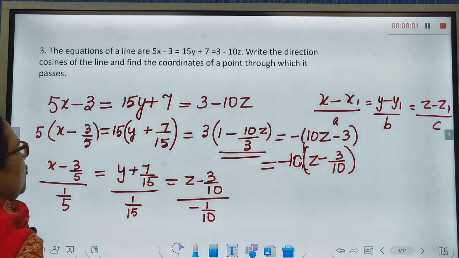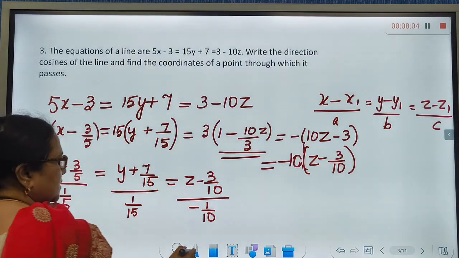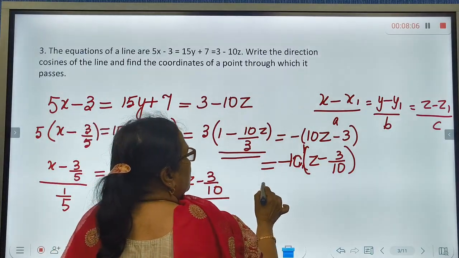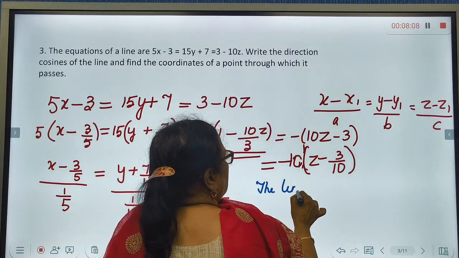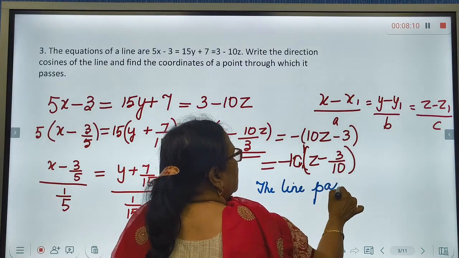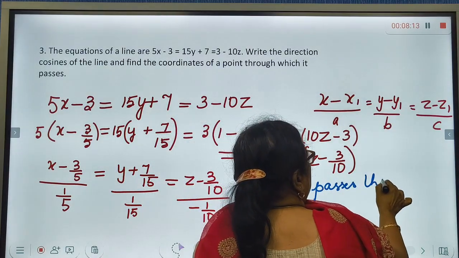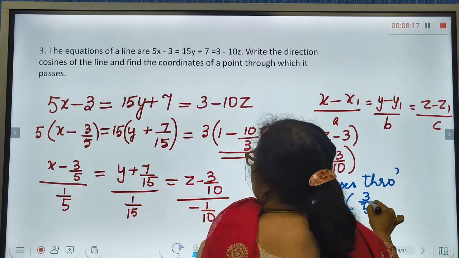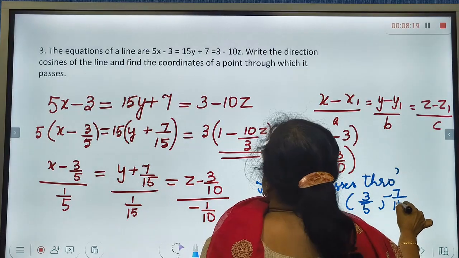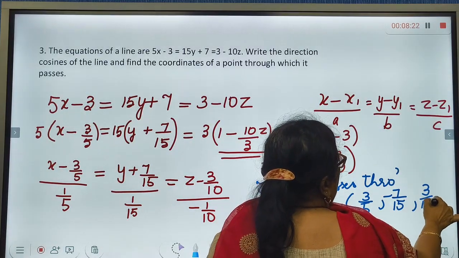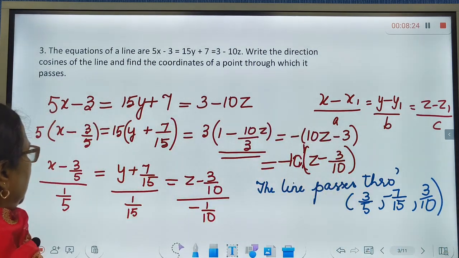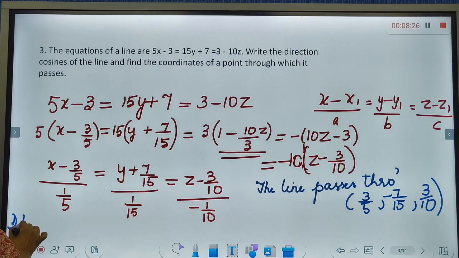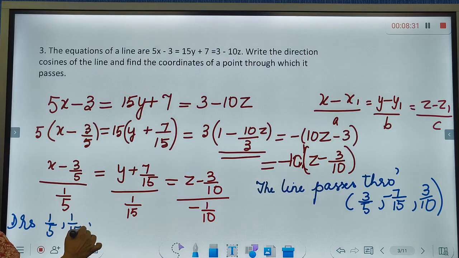Now, what is the point through which the line passes? The line passes through 3 by 5, minus 7 by 15, 3 by 10. What are the DRs of the line? DRs are 1 by 5, 1 by 15, minus 1 by 10.